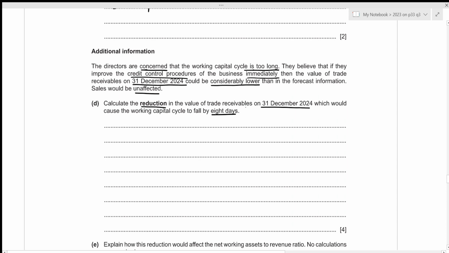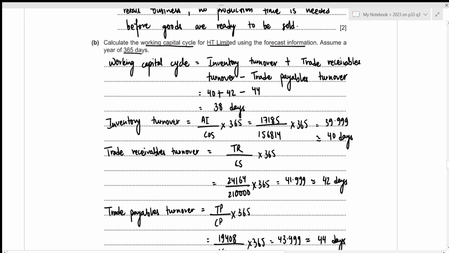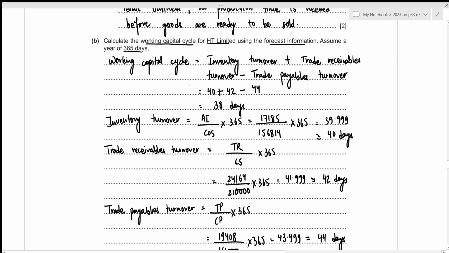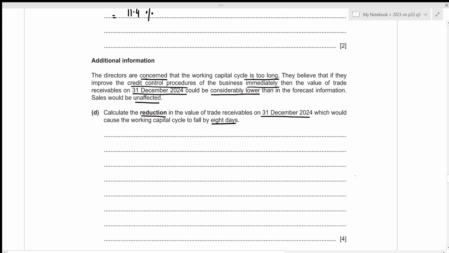Okay. So if our working capital cycle should fall by 8 days only due to the change in trade receivables turnover, then we are just assuming that the trade receivables turnover will now be lower by 8 days, right? So in this case, the required trade receivables turnover is going to be the previous turnover of 42 minus 8 days, which results in 34 days. Now we need to figure out the value of trade receivables which will satisfy this equation.